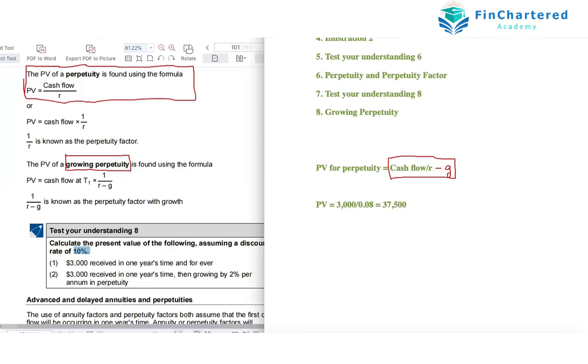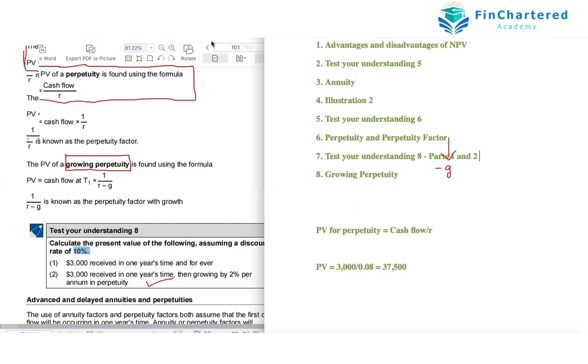So your life is simplified by just adding the growth. Forget even that box. This will sort out these types of questions, which I've put here, marked. So we've looked at test your understanding 8 as well, both parts, 1 and 2. I hope so far so good, very easy and simple.